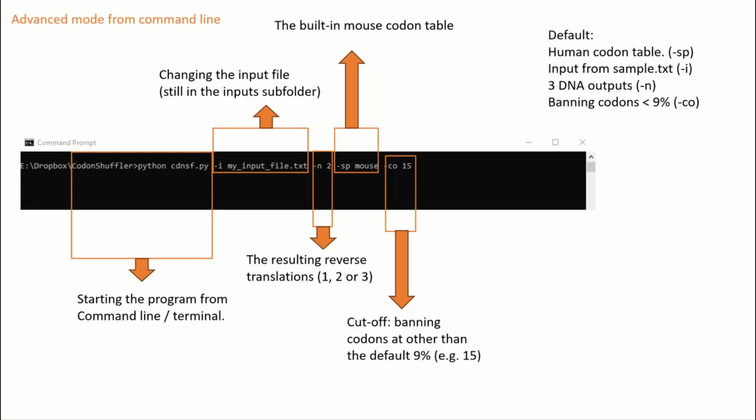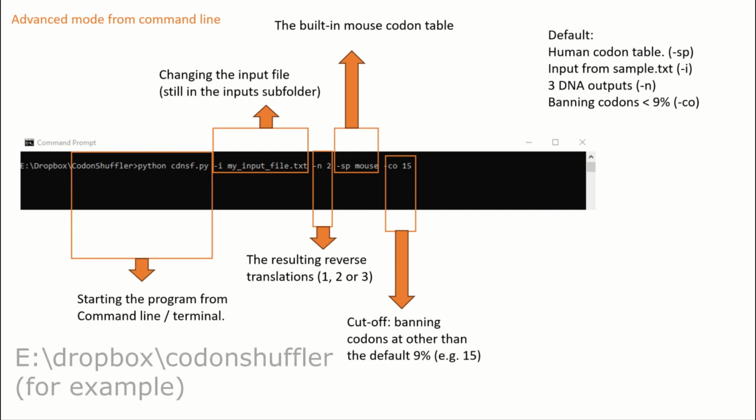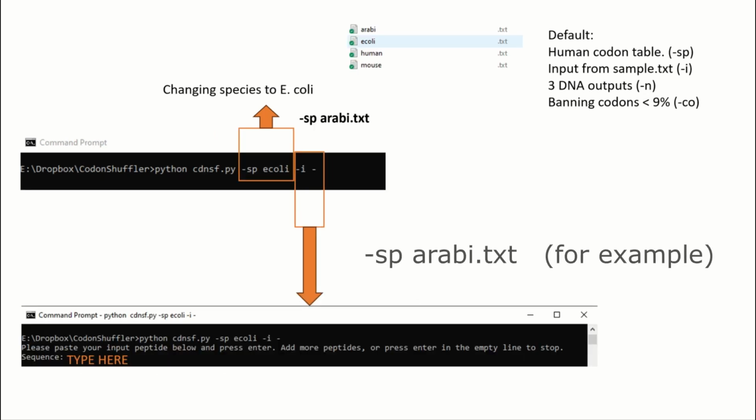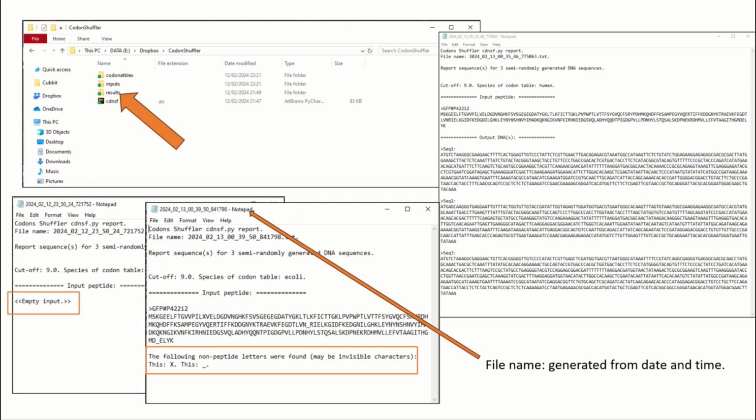To change the default settings, the advanced mode is available from the command line. To use that, navigate to the folder containing the program and type python space cdnsf.py. This way the default parameters can be changed by using command line arguments as shown. This way you can use your own custom codon table, and by using the -i command you can change from file input to command line input. After pressing enter, the program runs silently and generates the report as shown before.